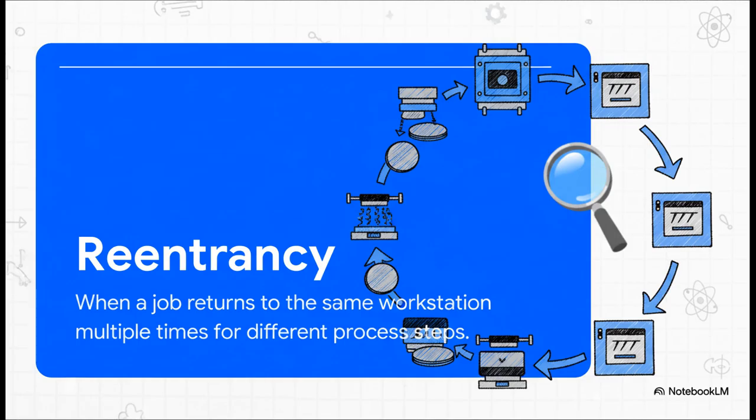And this leads us to a word you hear all the time in fabs: re-entrancy. It's a really critical concept. All it means is that a job, a wafer lot, doesn't just go through the line once. It loops back. It might visit the lithography station, go do something else, and then come back to litho for a totally different step. It does this over and over. This reentrant flow is what makes a fab so incredibly different from a linear assembly line, and it just cranks up the complexity to a whole new level.